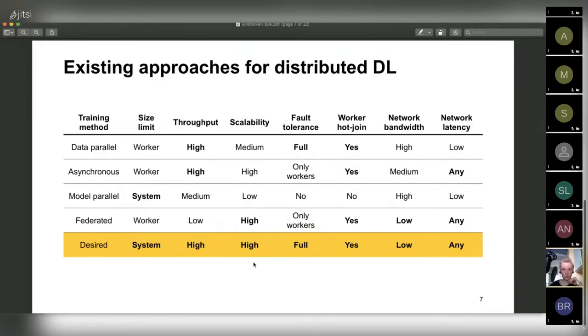And our desired system is one which can allow us to train large models with high throughput and fault tolerance, but it may be high latency. So we need to sacrifice something, and in our case, we sacrificed the latency for processing all requests.